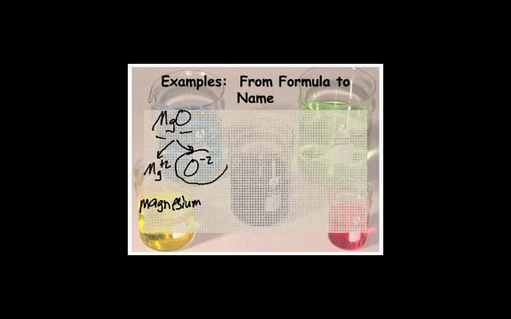Now, this O here with a minus 2 charge, O is the element oxygen, but whenever we see it with its charge, we put the suffix -ide on it. So we're going to call that oxide because it is an ion. It has a charge. So we're going to call it magnesium oxide. Very good.